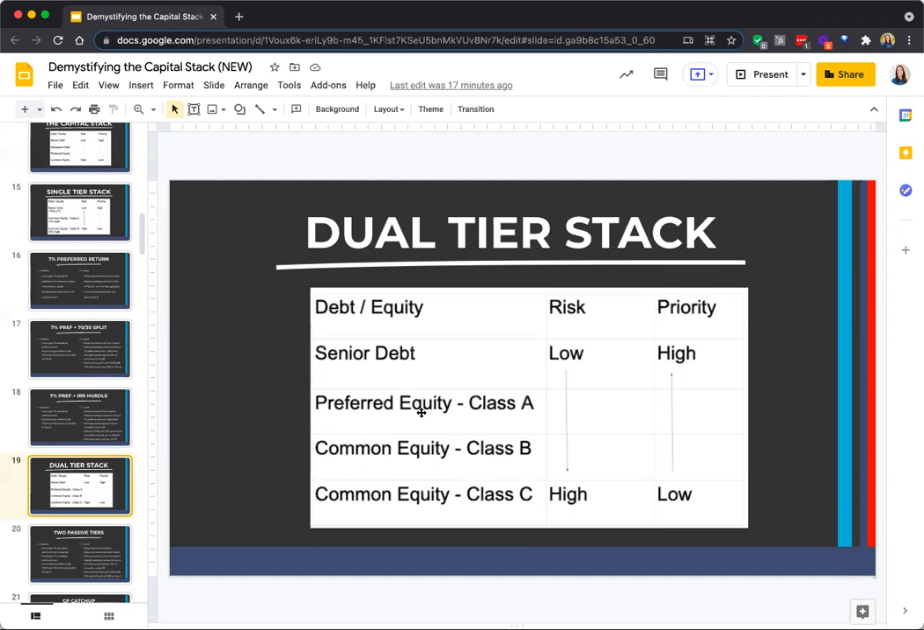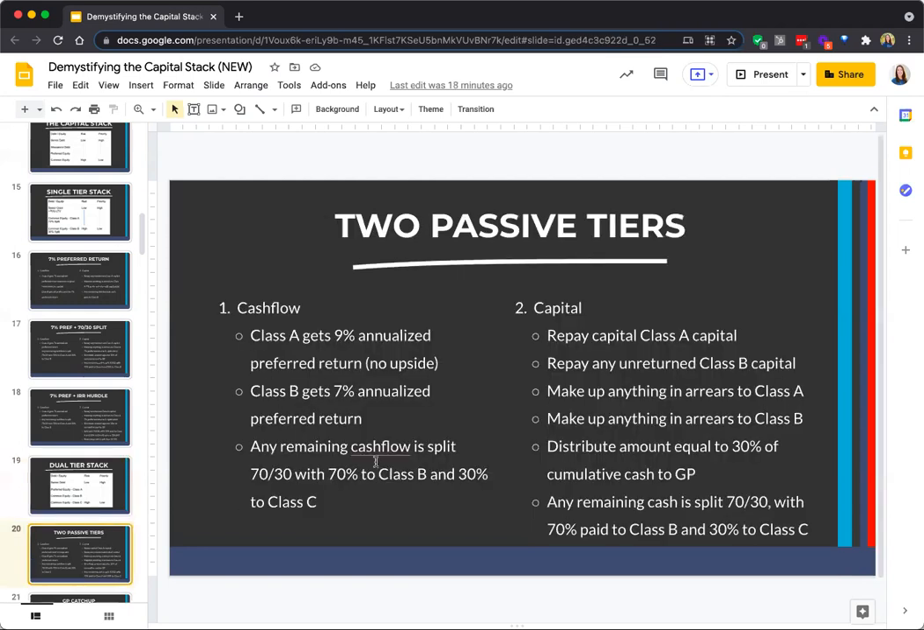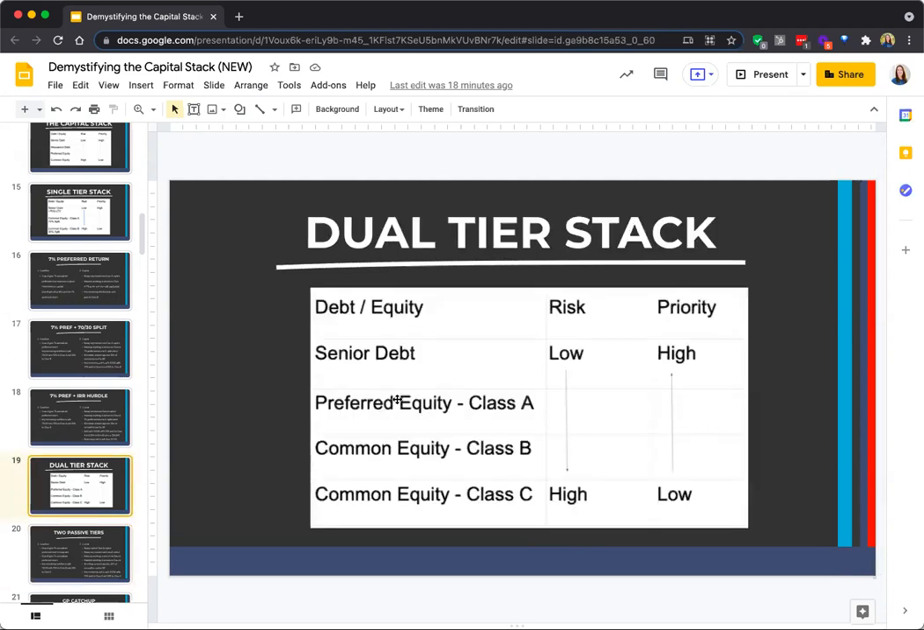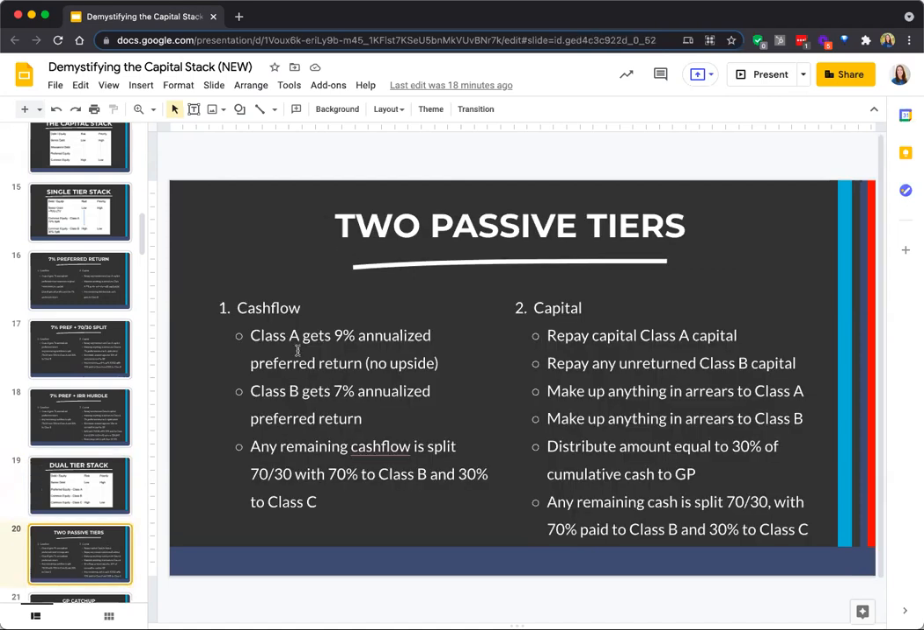Now, why would you do that? Well, one, you might be trading, again, a higher position in the stack for a higher preferred return. But also you're right behind the senior debt. Maybe you like that position. All right. Then there's a Class B, right? They get a 7% annualized preferred return, and then any remaining cash flow is split 70-30 with 70% to Class B and 30% to Class C.